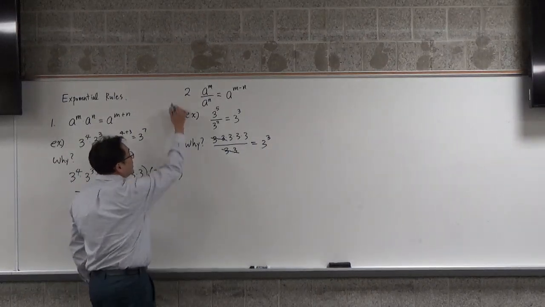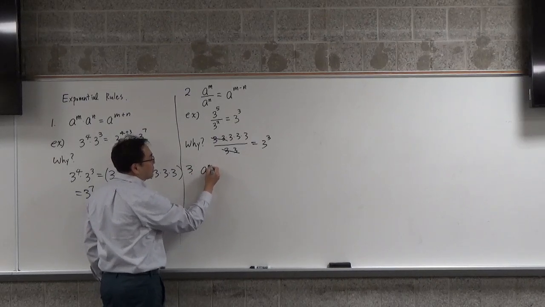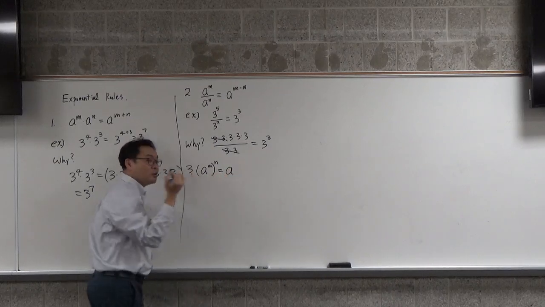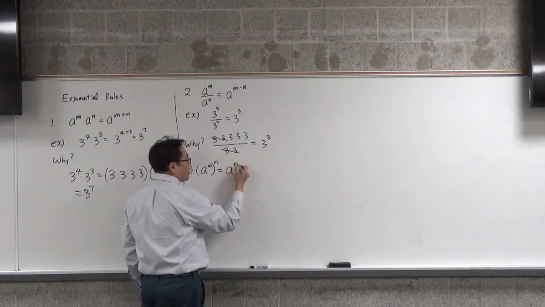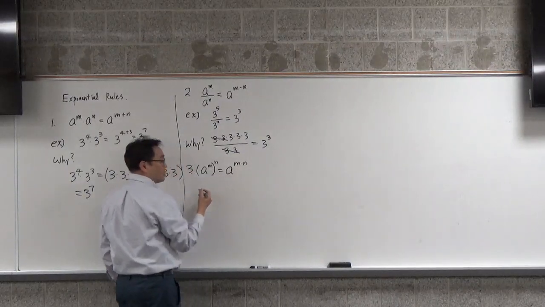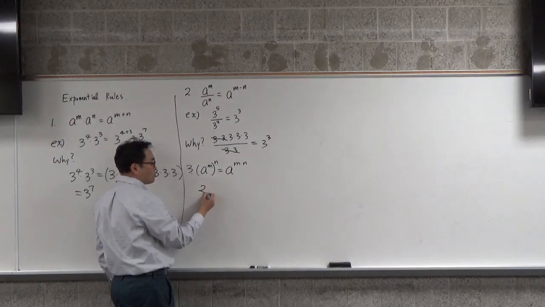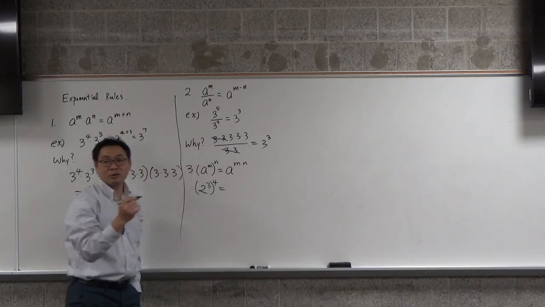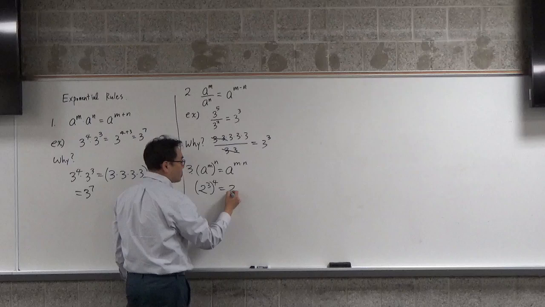All right, rule number 3 is that if you have a to the m power to the n power, this gives you a to the m times n. An example would be 2 to the 3rd power to the 4th power, which is equal to 2 to the 12th power.